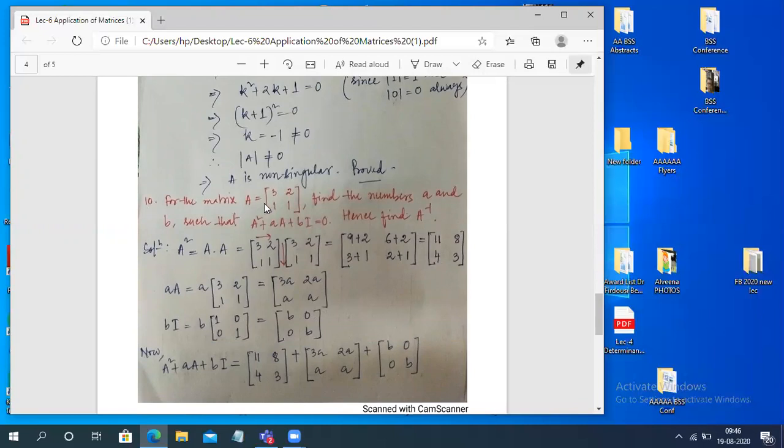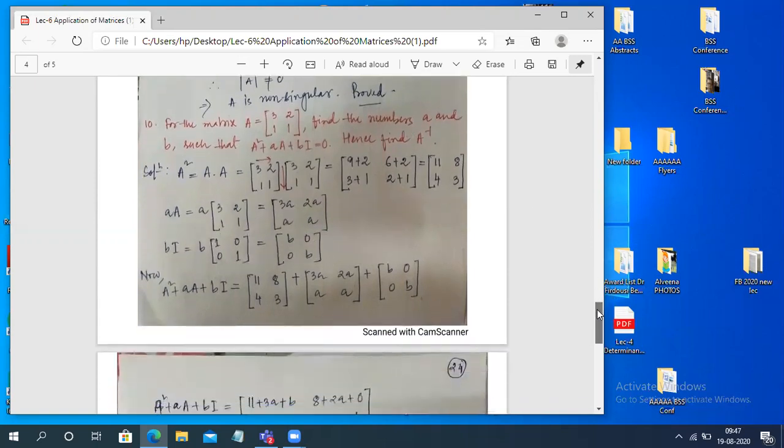A matrix A is given as [[3, 2], [1, 1]], a 2 by 2 order square matrix. Now you have to find the numbers a and b such that this relation holds: A square plus a into capital A plus b into I is equal to 0. Here A is your matrix, and a and b are some scalars. You have to find the values of a and b. And in the next step, you have to find A inverse also.